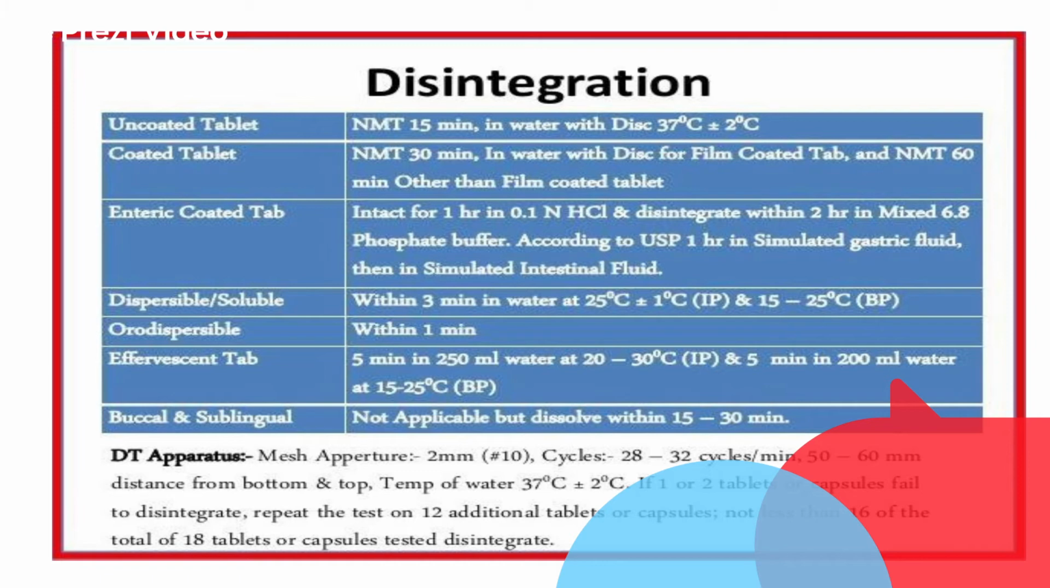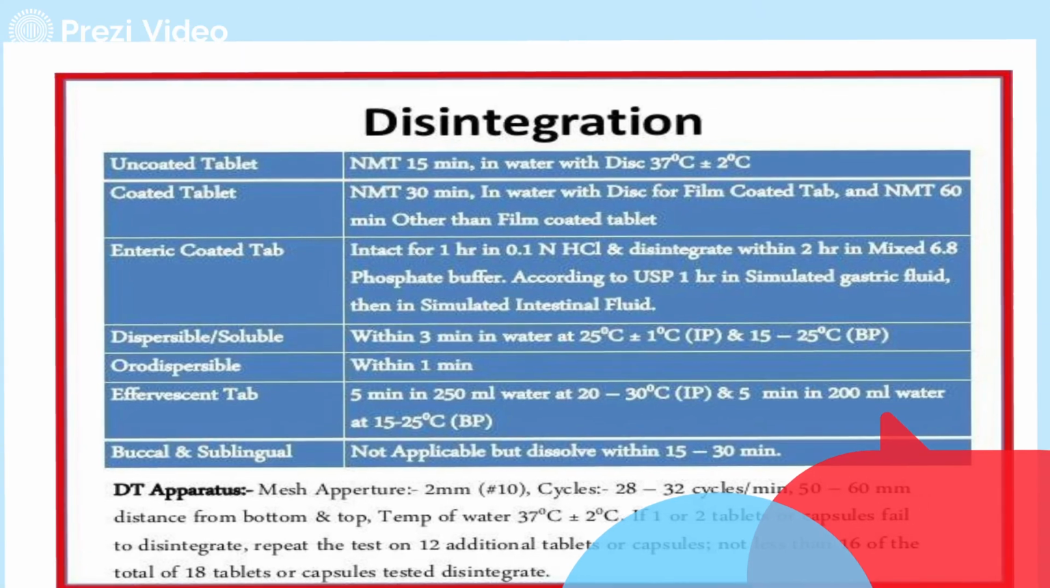of 12 tablets. Now the final acceptance criteria is that 16 out of the total 18 tablets should disintegrate. So only 2 are allowed to vary. If it is more than 2, it will fail the test. If it is 2 or below, it would pass the test. So out of the total 18, the pharmacopoeia says that if 16 tablets are able to disintegrate, you are passing the test as per Indian Pharmacopoeia.